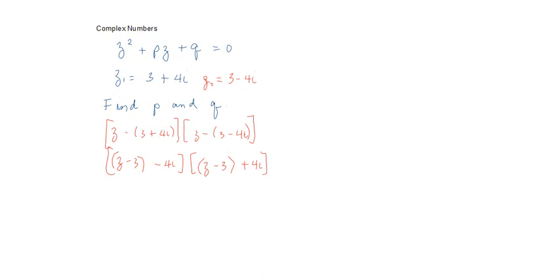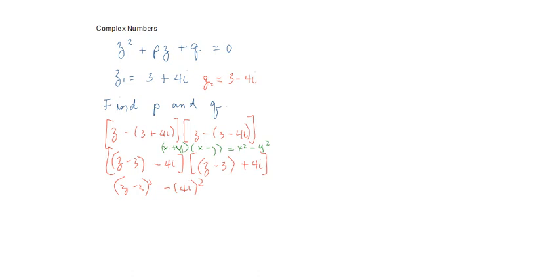Okay, what's the reason for doing this? It's because we can apply our knowledge of the special product on sum and difference, where x plus y times x minus y equals x squared minus y squared. So this is simply the same as z minus 3 squared minus 4i squared, and it's equal to 0, by the way.